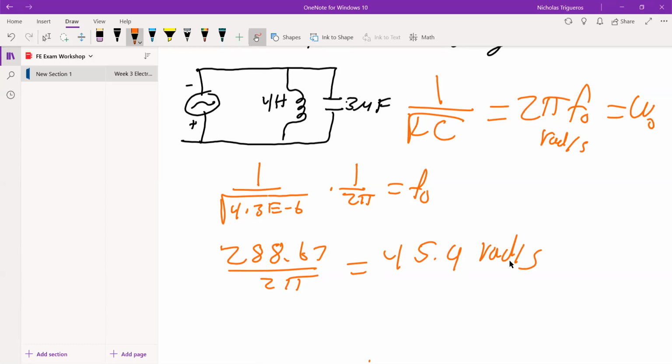And radians per second, we can also consider that as hertz. So we can call this hertz as well. And if we look at our answer choices, 46 is an answer choice. That's answer choice C. So we can conclude that our answer is most likely answer choice C.